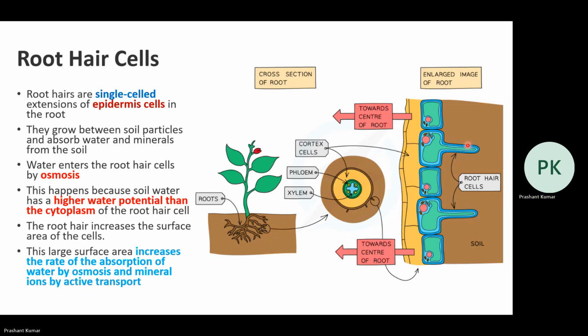Due to these finger-like projections, right, they increase the surface area of the cell to increase the rate of absorption of water by osmosis and minerals by first diffusion and then active transport. Now, you might be thinking, why active transport? Because once minerals are absorbed by diffusion, a time will come when the concentration of salt molecules or ions will be equal in and out of the cell, right? So active transport will help to move against the gradient, and water will move into the cell.